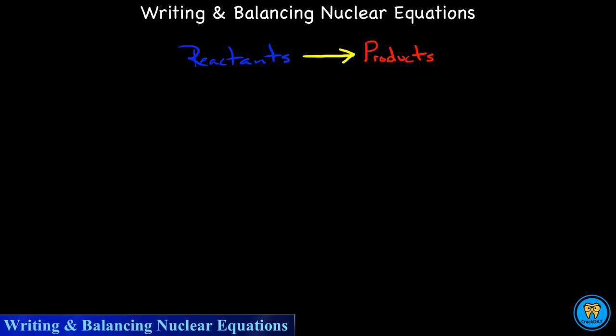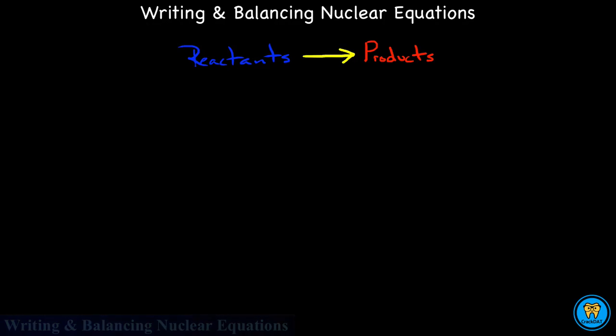Just like when writing and working with chemical equations, nuclear equations help us to keep track of all the involved particles. Additionally, we need to keep track of the energy transfer. The way to write and balance nuclear equations is different than the way it's done in writing and balancing chemical equations. Here are the rules that we're going to follow as we move forward.